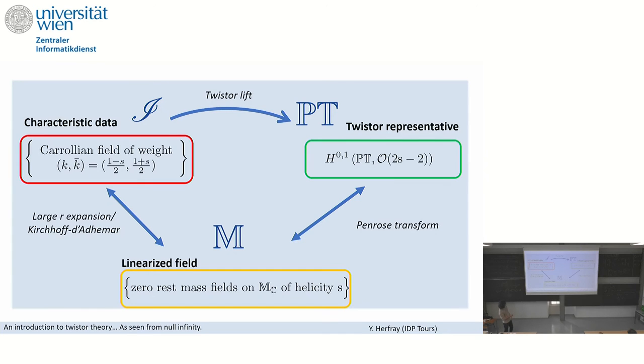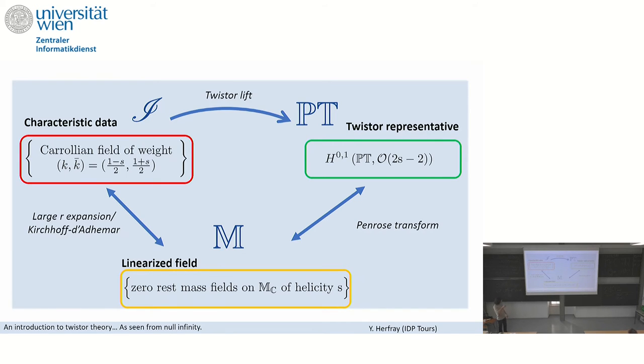Let me not do that. So that's the moral of the story. You have this zero rest mass field on Minkowski space, a one-form with a fixed homogeneity in twistor space, and at Scri, it's the Carrollian fields with a fixed weight.